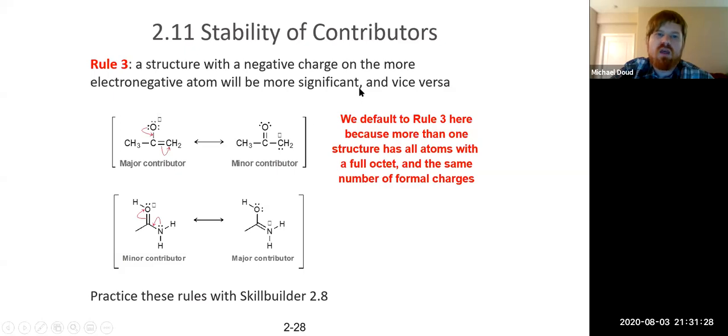Okay, rule number 3. So rule number 3 is when a structure has a negative charge on the more electronegative atom, it is more significant. Likewise, a positive charge being on the less electronegative atom is going to be more significant. So here, again, apologies that the charges didn't take. This is monovalent oxygen that's got a negative charge. When we see that it's an allylic lone pair, we can do the allylic lone pair resonance, that puts a negative charge on the carbon. Well, oxygen is more electronegative than carbon, so it's more stable having the negative formal charge. So this is the better contributor here, and this is the less likely contributor over here.